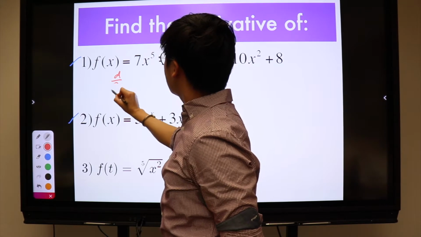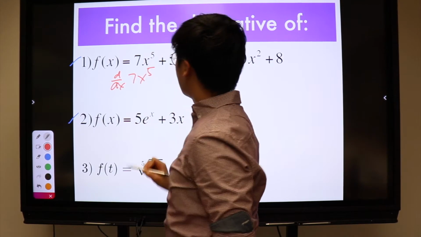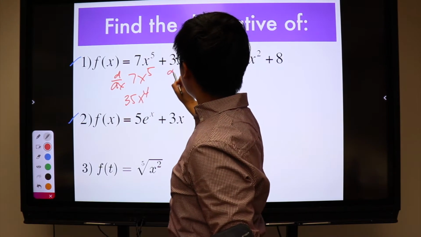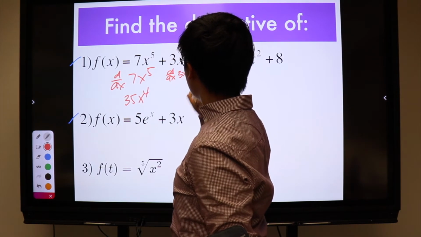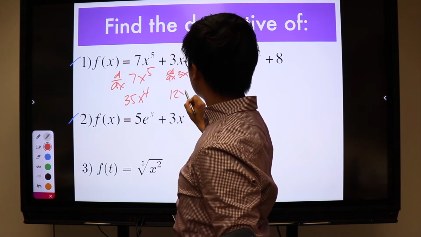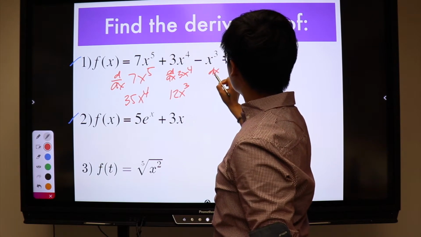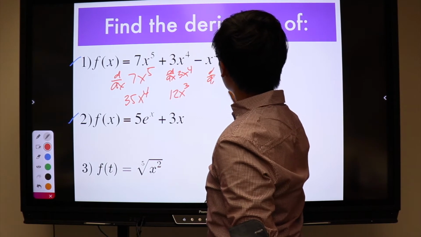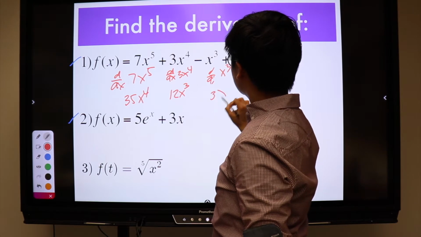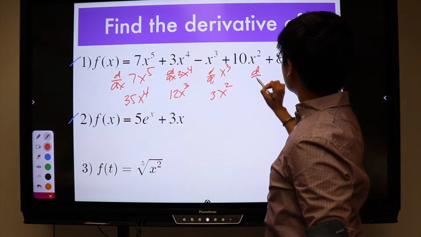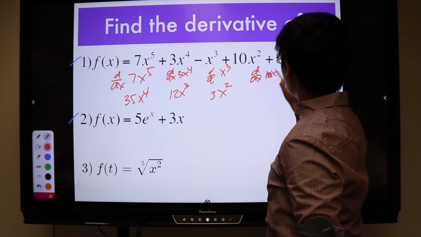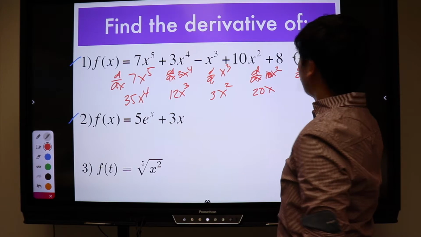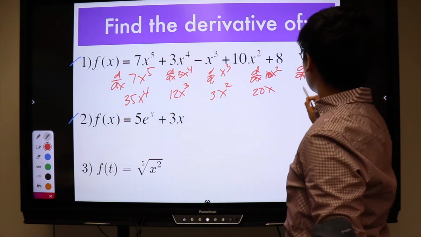What is the ddx of 7x to the 5th? 35x to the 4th. ddx of 3x to the 4th. 12x to the 3rd. ddx of x cubed. ddx of 10x squared. 20x. ddx of 8. 0.